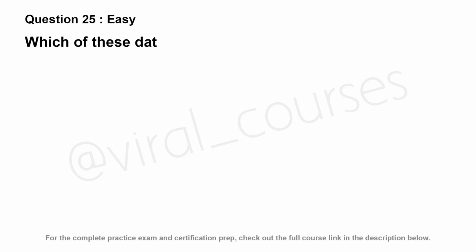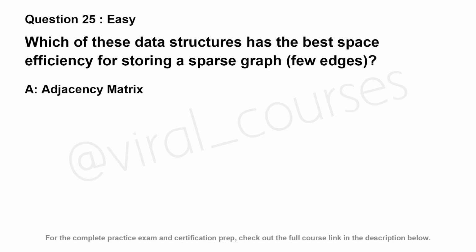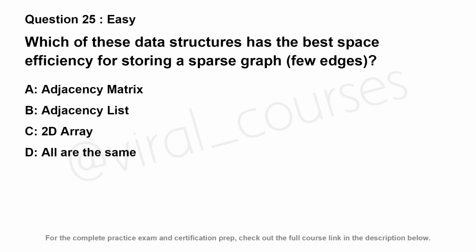Which of these data structures has the best space efficiency for storing a sparse graph, with few edges? Option A, adjacency matrix. Option B, adjacency list. Option C, 2D array. Option D, all are the same.